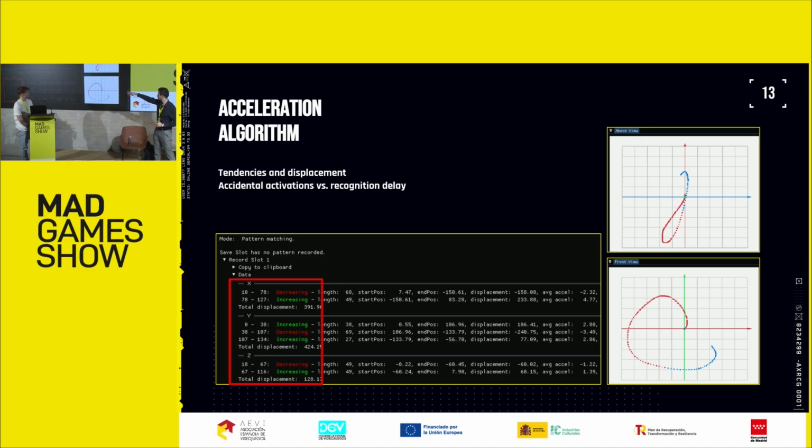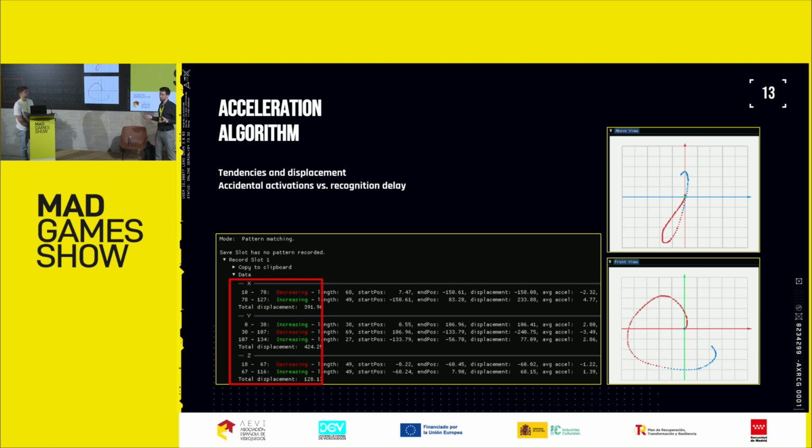In the red box, you can see that the algorithm is checking decreasing and increasing tendencies with a lot of data. They are accumulating displacement, and if it reaches a significant value, then it converts into that structure.